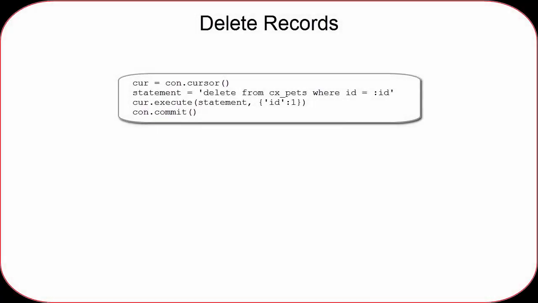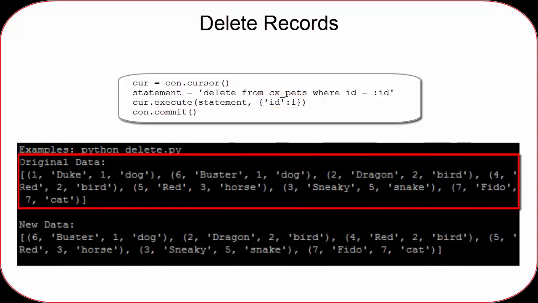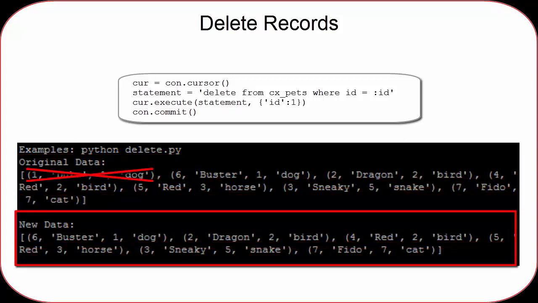Let's delete some records. First, we get a cursor from our connection. Then we prepare the delete SQL statement using positional bind variables. Then we'll execute the prepared statement using the ID value of 1. And finally, we'll commit. When we run the code, we can see the original data from before the change, followed by the remaining records after the delete.